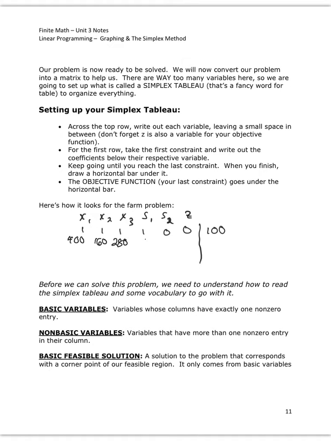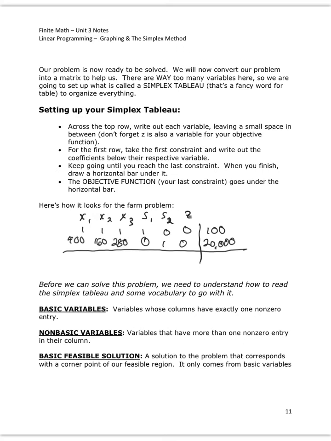I didn't have any S1s, but I did have an S2, and 20,000 was the limit. Okay, so now you're going to keep going until you reach your last constraint, and when you're done, you're going to put a horizontal bar underneath, just like this.